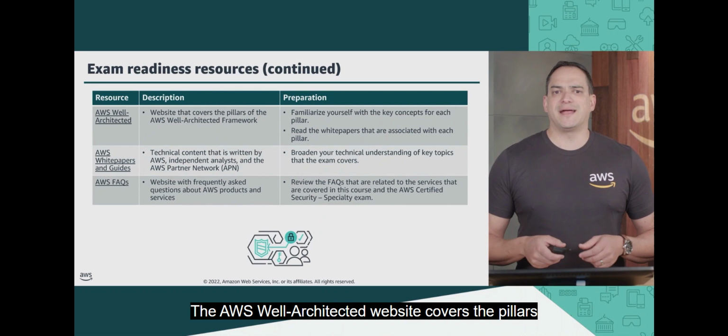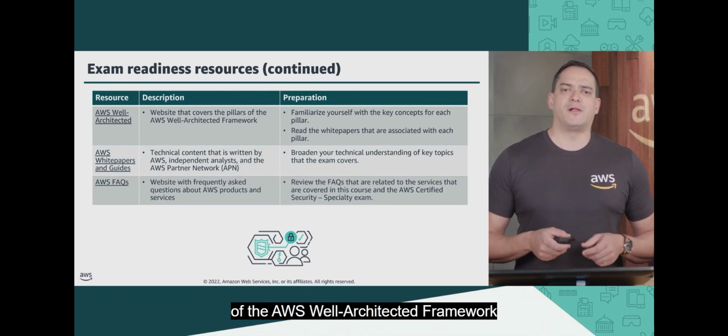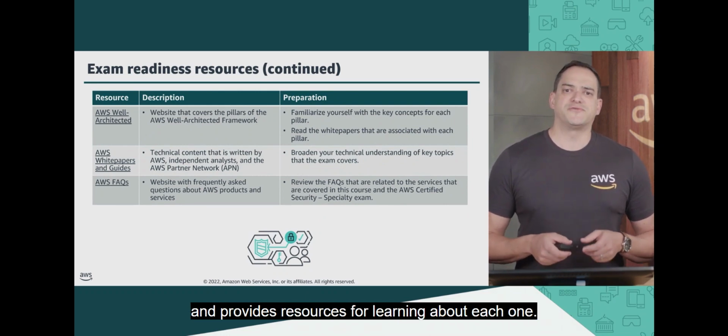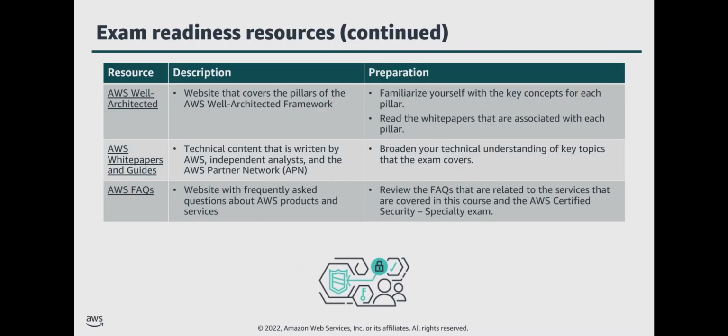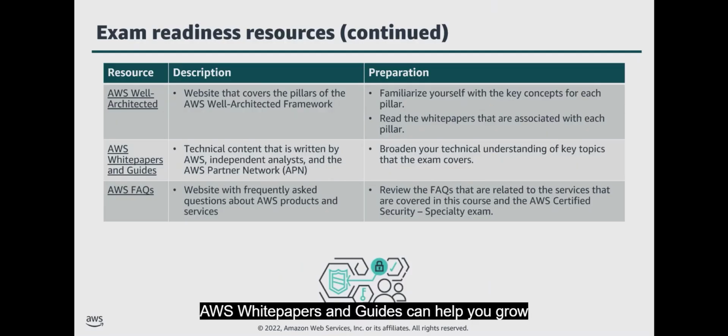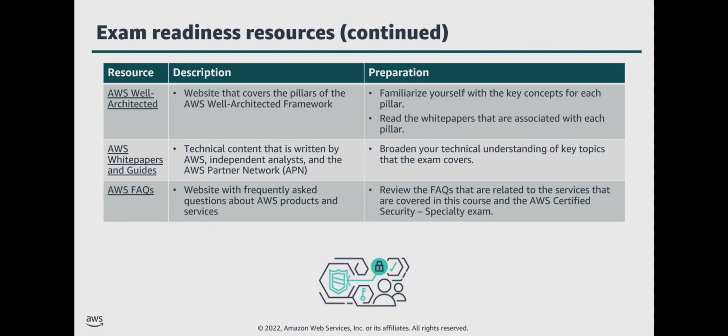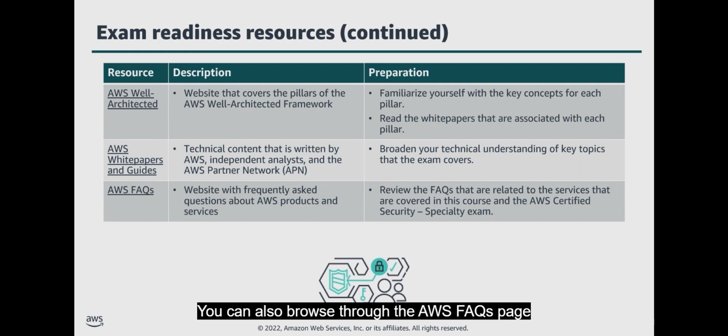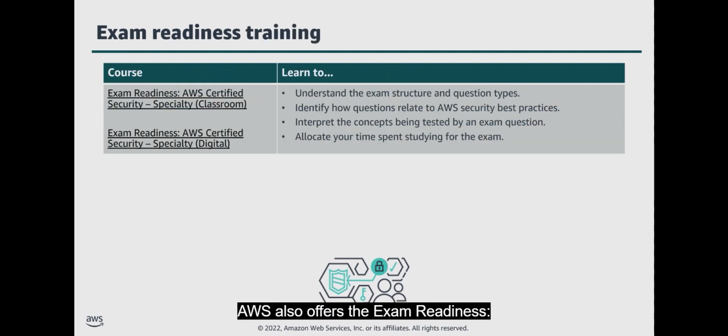The AWS Well-Architected website covers the pillars of the AWS Well-Architected framework and provides resources for learning about each one. AWS white papers and guides can help you grow in your knowledge of the cloud by providing technical content that is written by AWS, independent analysts, and the AWS Partner Network. You can also browse through the AWS FAQs page to find answers to frequently asked questions about AWS products and services. AWS also offers the Exam Readiness AWS Certified Security Specialty Training, which helps you prepare for the exam.